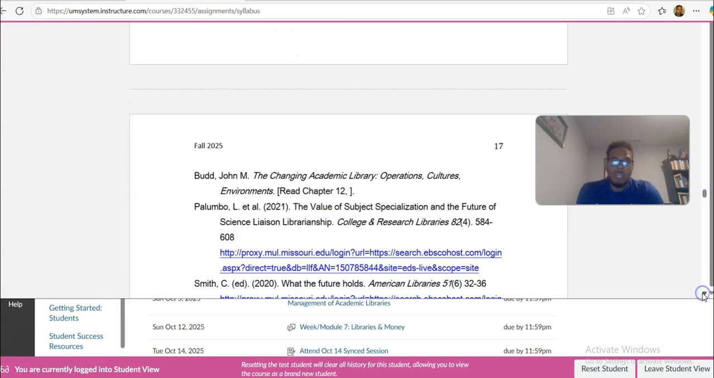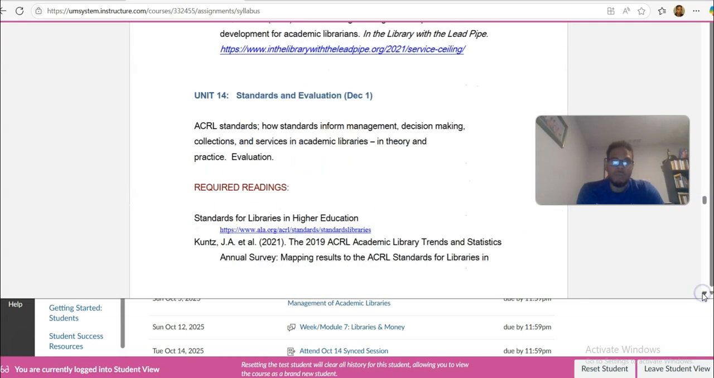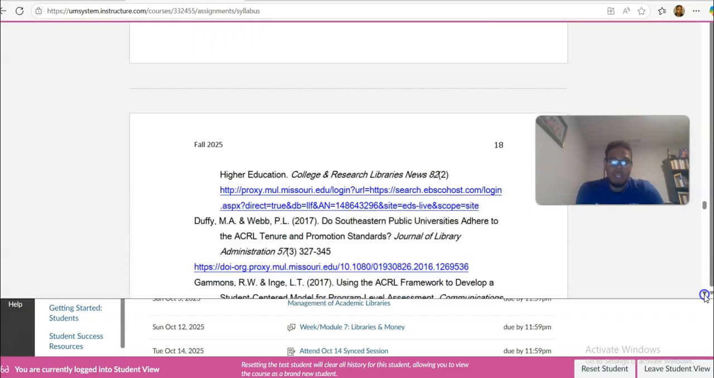Unit number 13, a look ahead. We're just looking at the trends in the future. Week number 14, standards and evaluation. So ACRL, which is the Association of College and Research Libraries, which is a division of the American Library Association. It's not a standalone organization. It's a division of the American Library Association. The ACRL does a lot of the stuff that's related to academic libraries.